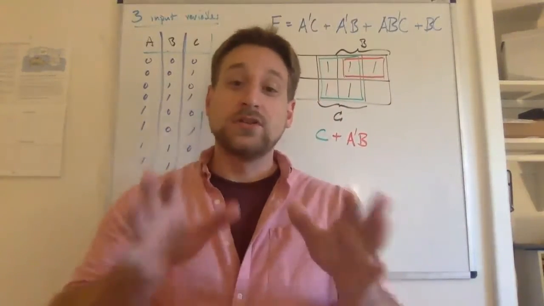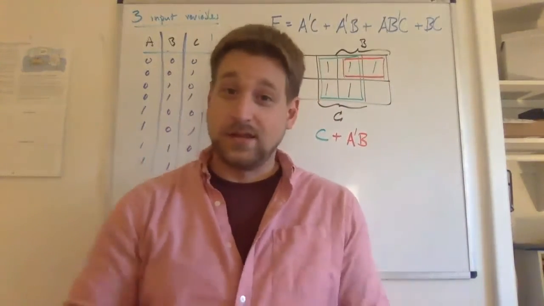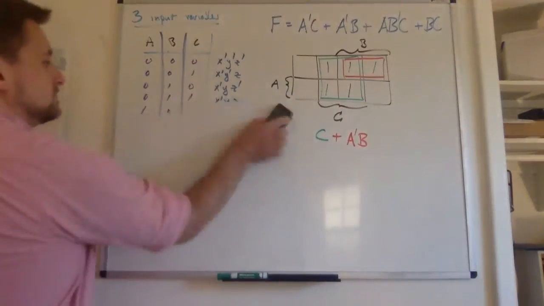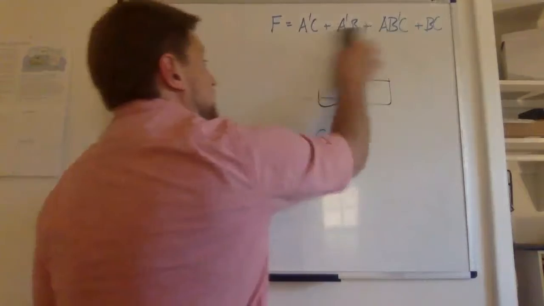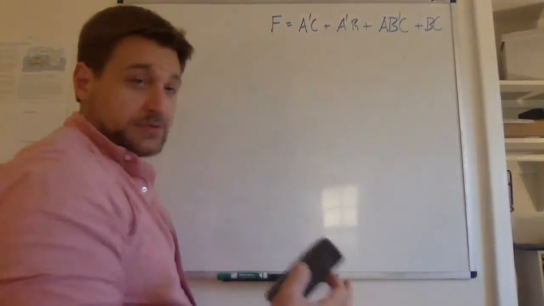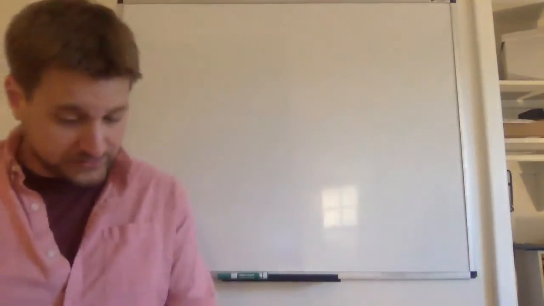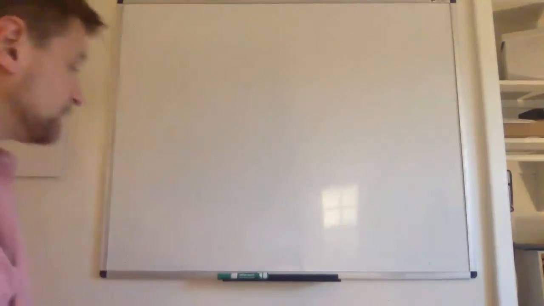Okay, if we can do this with 3 input variables, can we do it with 4? Now, with 4 input variables, we've got a total of 16 minterms that we've got to keep track of. The nice thing about 16 is we can put it in a 4x4 grid. So let's see if this is going to work.